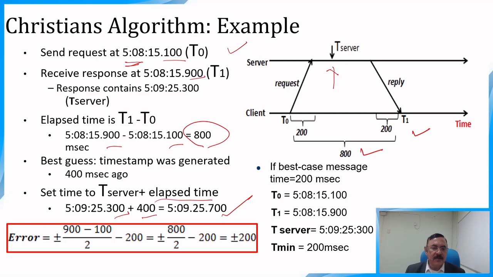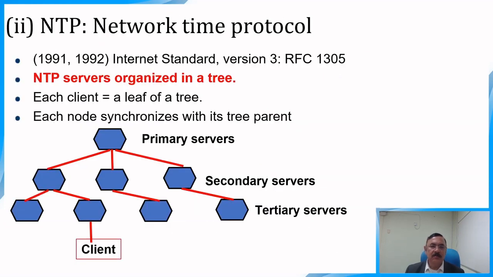Now if you want to measure the error, it is (900 minus 100) divided by 2 minus 200. Here 900 is the actual response. So (900 minus 100) divided by 2 minus 200 is equal to 800 divided by 2 minus 200, and that is plus or minus 200, which is an error that is bounded.